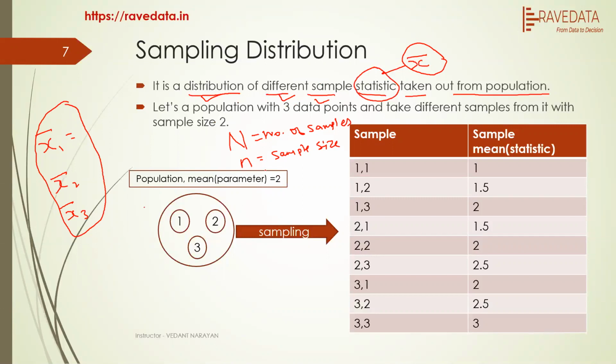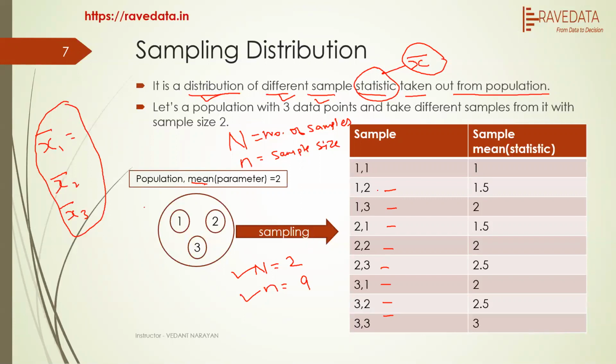Let's say we have a population with 3 data points. So there are 3 data points in this particular population, and the population parameter is equal to 2. In this case, the population parameter is the mean, right? So what we will do is sample it and take 2 samples from this population, and repeat this many times. So in our case, n will become 2, and N is equal to, let's say, 1, 2, 3, 4, 5, 6, 7, 8, and 9. So our sample size is 2 and the number of samples is 9.